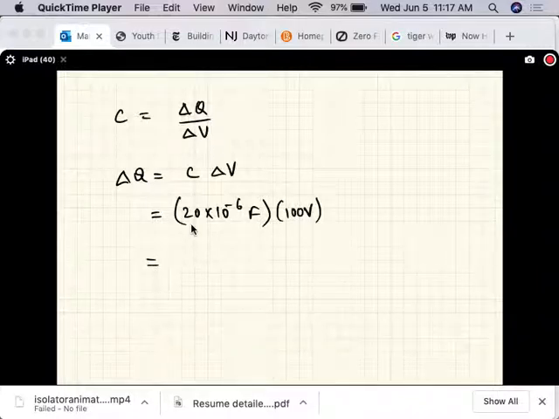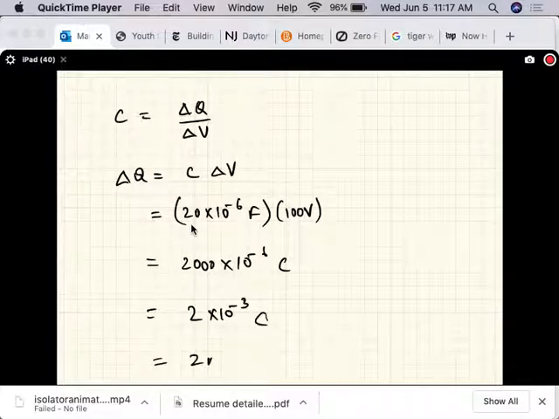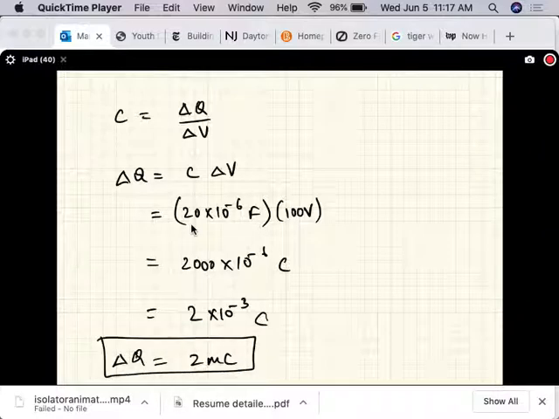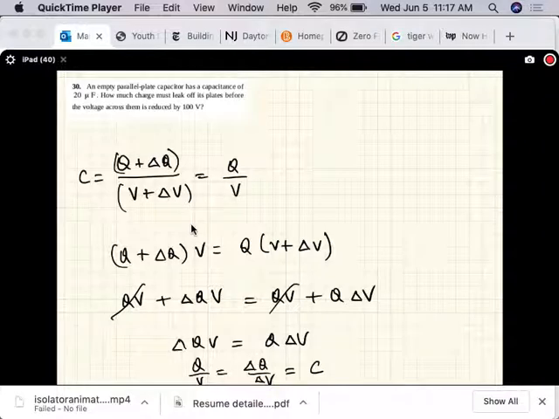So that's, and farads times volts is coulombs, so that's 2000 microcoulombs, 2 millicoulombs. Okay, so 2 millicoulombs need to leak out. All right, so I believe that finishes the problem.